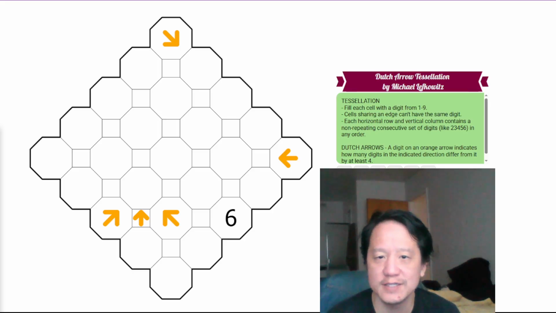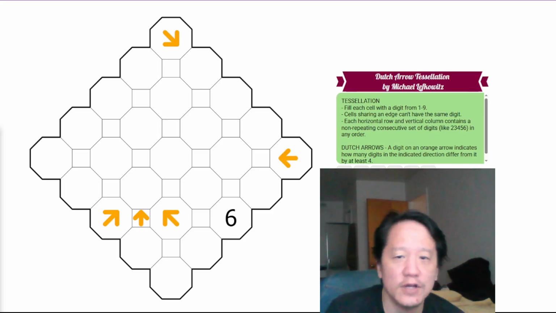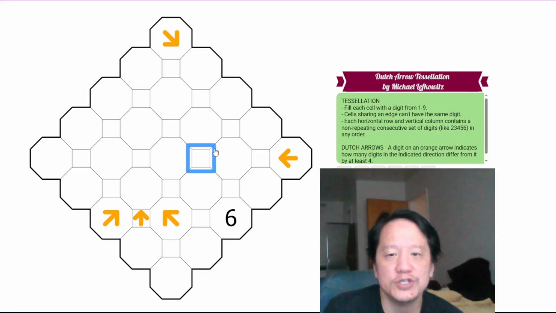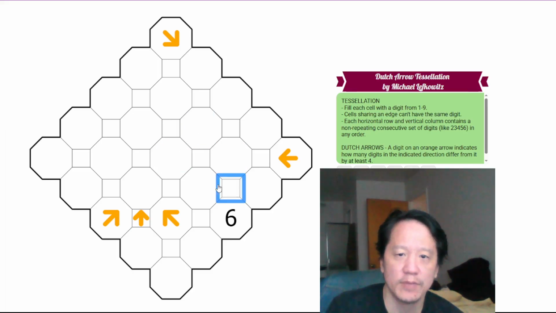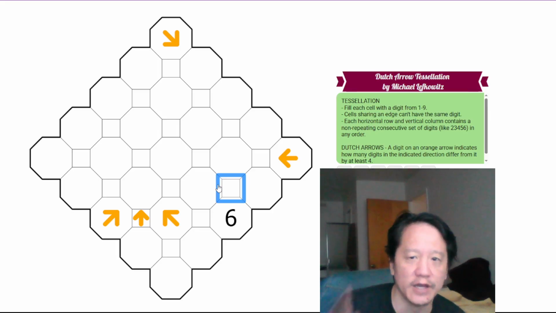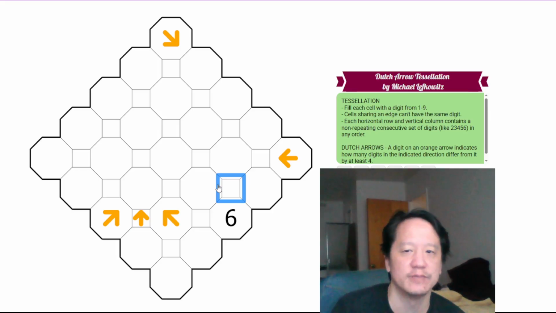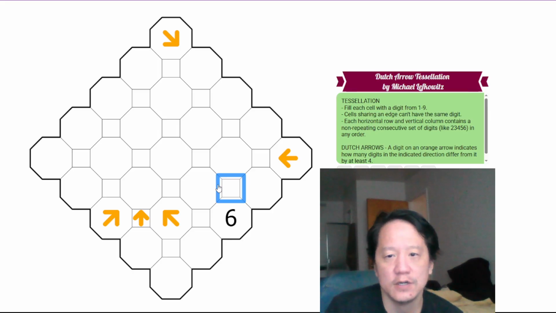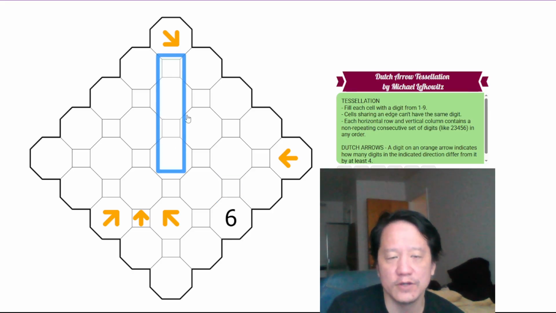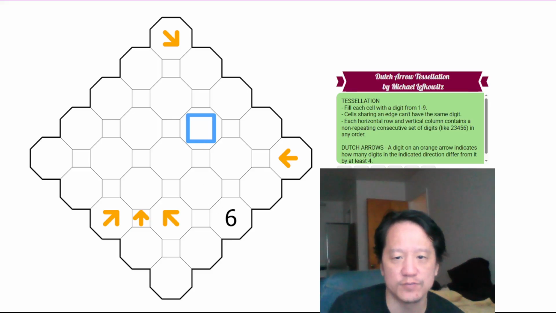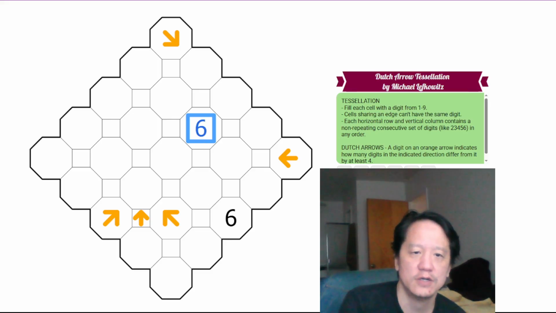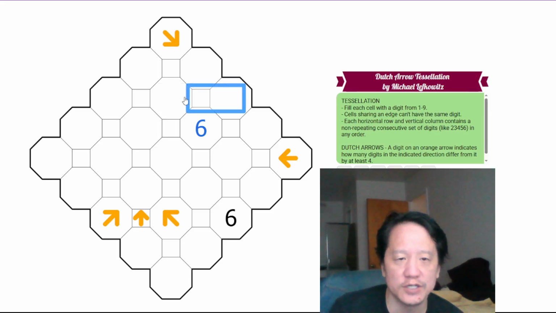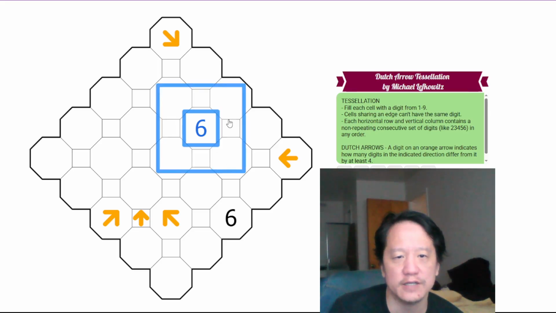We have tessellation, where we need to fill each cell with a digit from 1 through 9. And cells sharing an edge cannot have the same digit. So basically, for example, if this were a 6 here, that would mean every digit that shares an edge with it, which are these 8 digits, cannot have a 6.